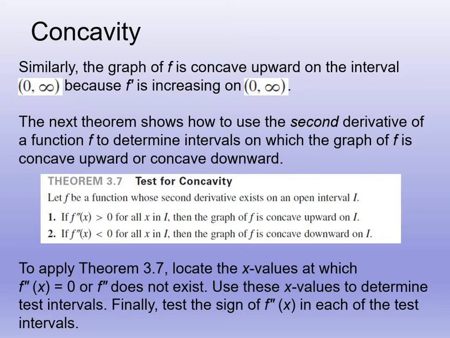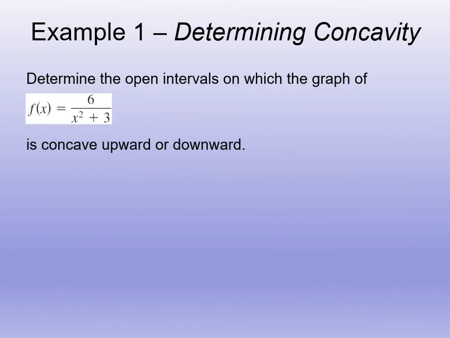But anyhow, second part of the theorem, right? If f double prime of x is less than 0, meaning the second derivative is negative for all x in I, that means the graph of the original function is going to be concave down. So we're going to test the second derivative, and that's going to give us information about the original function. So make sure that you understand that.